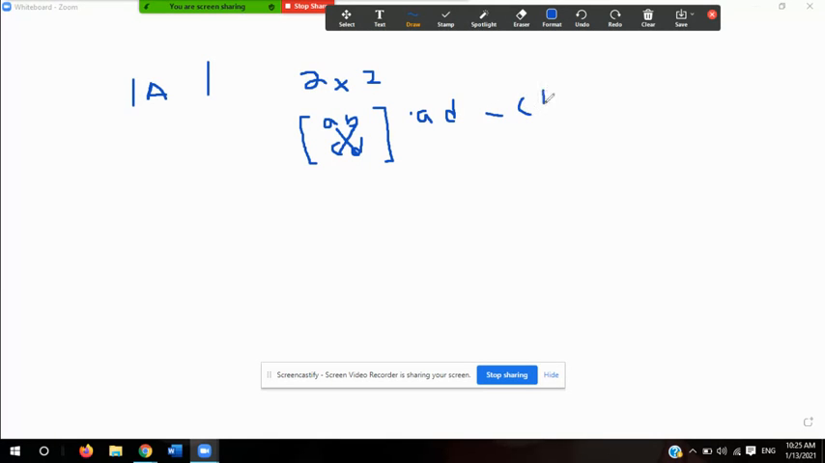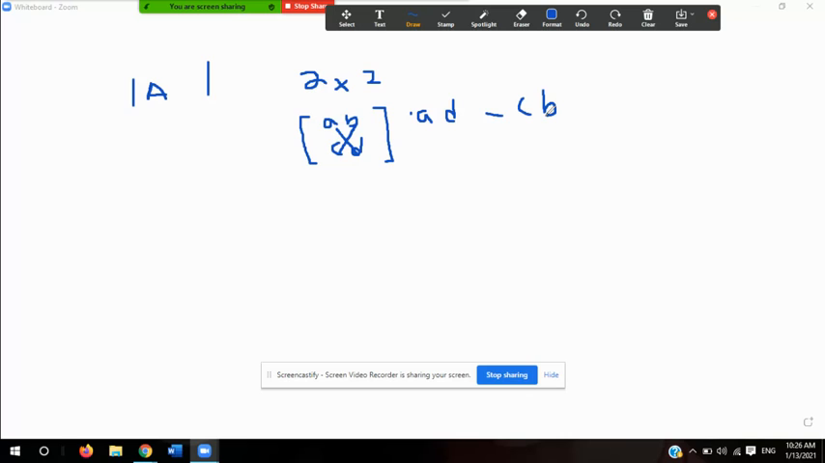So basically, whatever value A is times whatever value D is, subtracted by whatever value C is times whatever value B is. In just a second, we're going to look at some examples of how to find the determinant of a 2 by 2 matrix. As I was saying, it is the product of A times D minus the product of C times B. And let's look at an example.